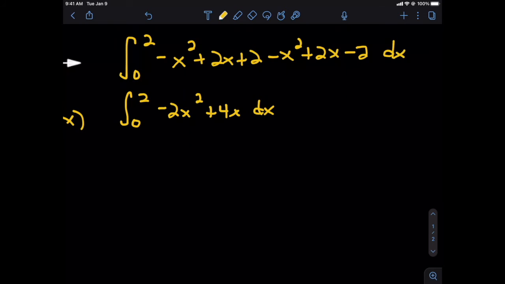Now we take the antiderivative of our two terms and evaluate. The antiderivative of negative 2x squared is negative 2/3 x to the third. And the antiderivative of 4x is 2x squared. And we are evaluating this from 0 up to 2.